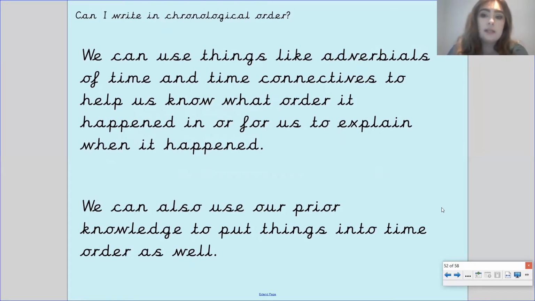We can also use things like adverbials of time and time connectives to help us know what order it happened in, and to explain when it happened. We can also use our prior knowledge to put things into time order as well. That's just using what you know already to understand what order it should be in. For example, when we're looking at our day, we know that we normally wake up first. We don't go to school first. So that's using our own knowledge to know that we wake up first, then we get ready, and then we go to school.